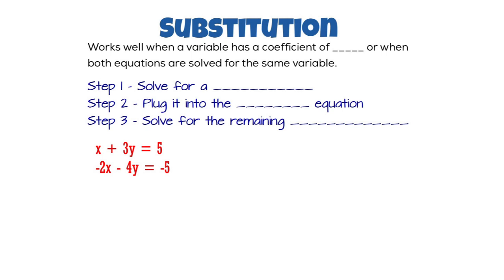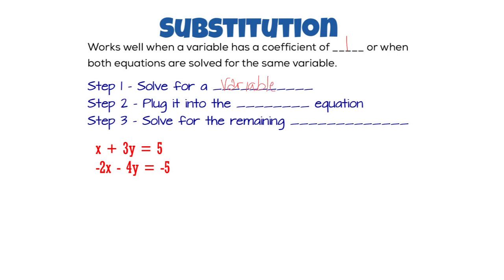So for substitution, it works well when you have a variable that has a coefficient of 1. Or maybe if both equations were solved for the same variable, like they're both y equals blah, blah, blah, something like that. But you kind of want that variable to be either isolated or have a coefficient of 1. So what you're going to do is you're going to solve for that variable.